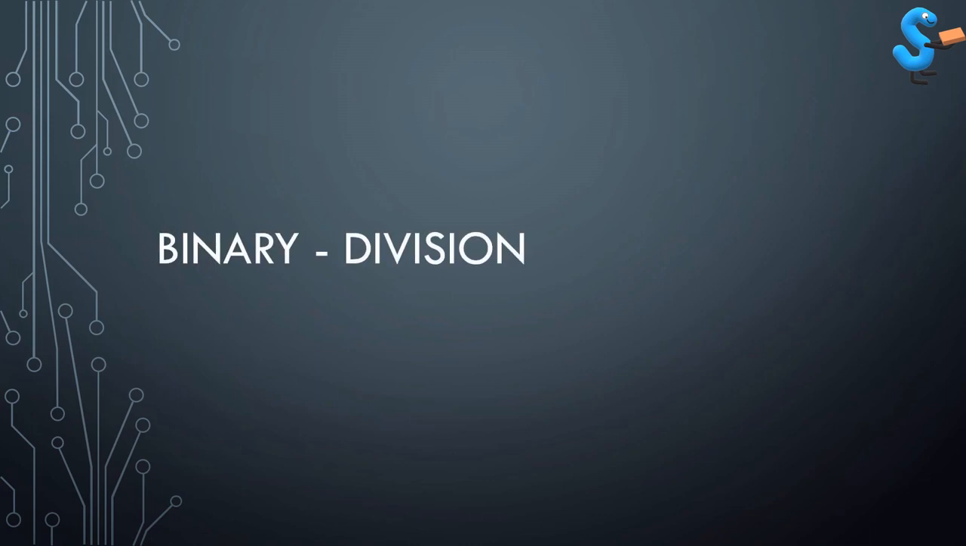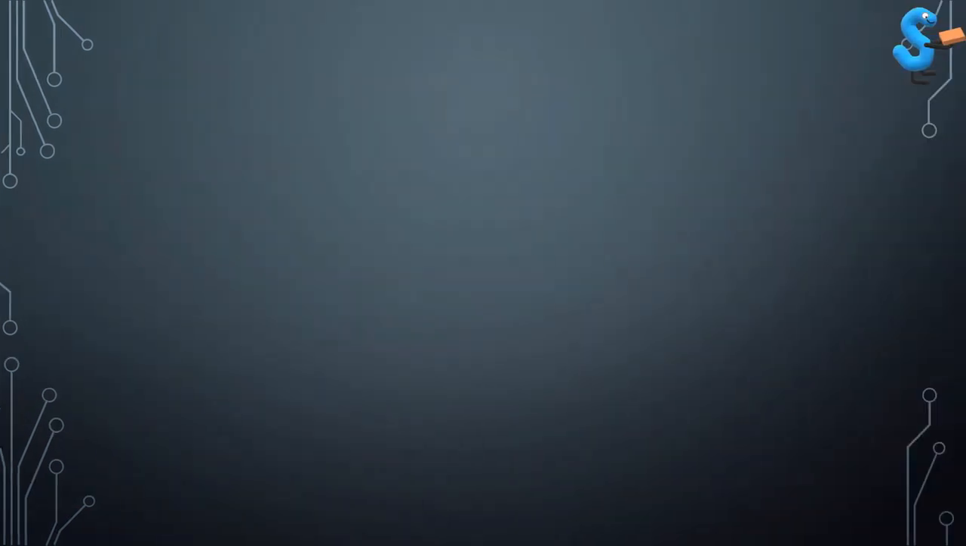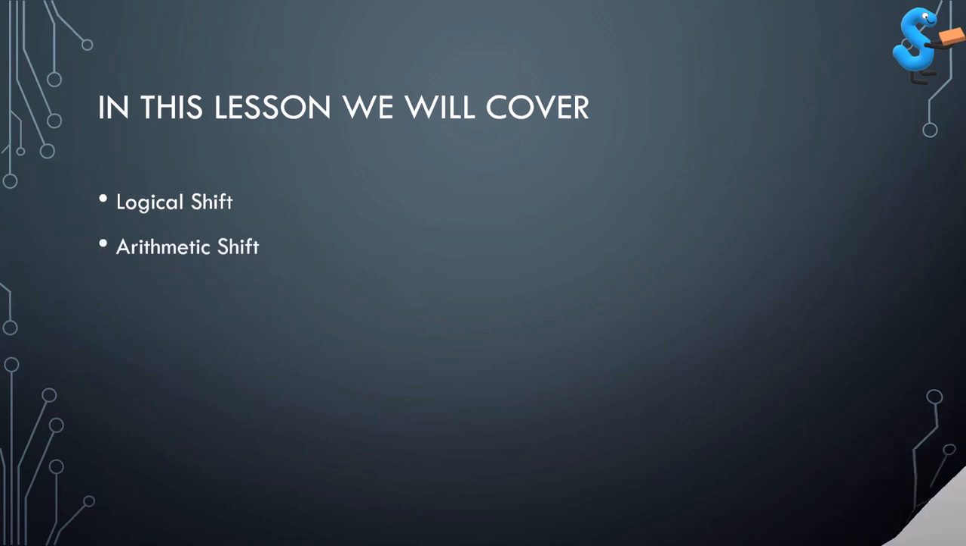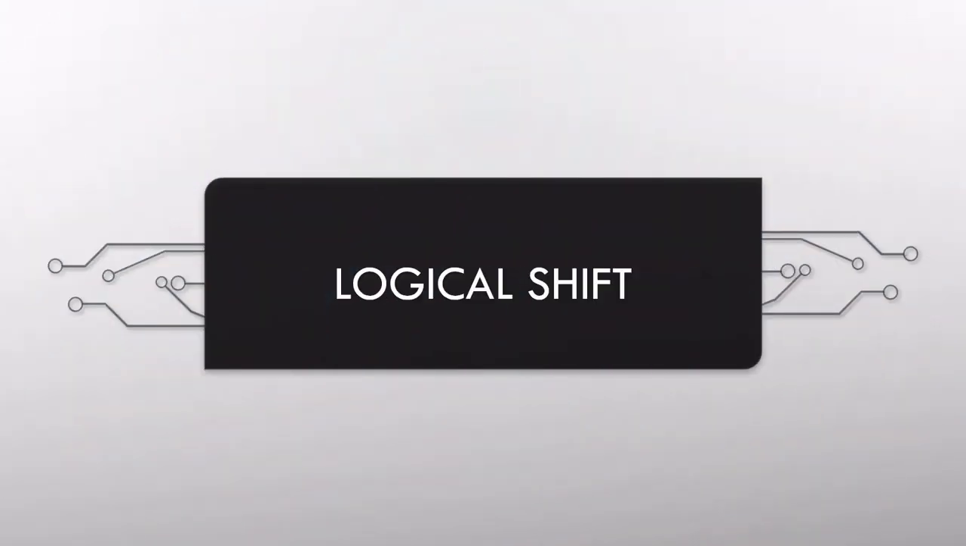Today, we're going to discuss two methods of division of binary numbers. Both multiplication and division use the same method, but there is only one difference. The shift is towards the right in division, whereas in multiplication, as I discussed in the previous episode, the shift is towards the left. So, we will cover once again logical and arithmetic shift. Logical shift.